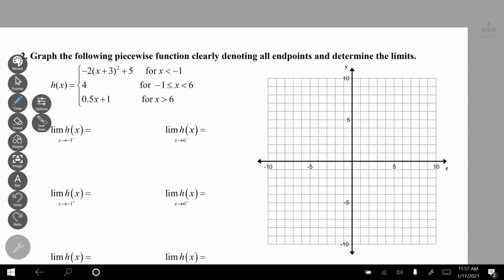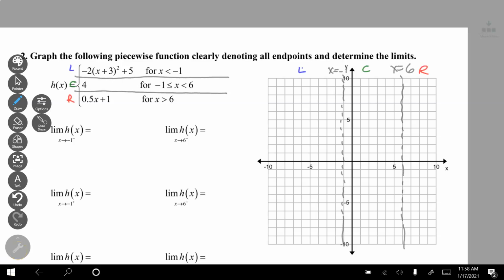So let's do this next graph. This h function has 3 pieces. So I'm going to split it into 3 pieces. And the boundary for the first piece is x equals -1. So I'm going to draw a nice little boundary at x equals -1. And the other boundary is x equals 6. So I draw another boundary at x equals 6. And I have a left piece, a center piece, and a right piece. So for my 3 formulas, I have a left, a center, and a right. I broke up my graph into left, center, and right.